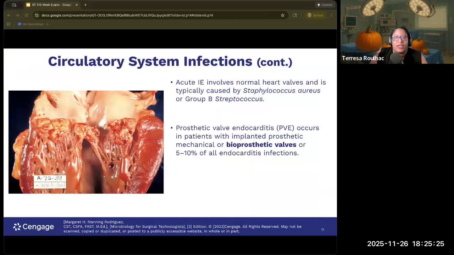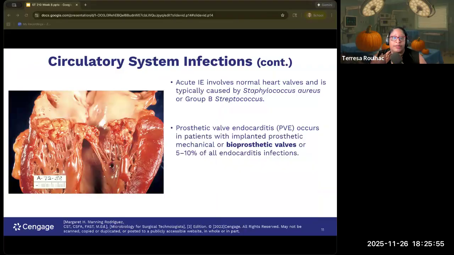Now, we look at acute infective endocarditis. Again, I mentioned it's fast acting. It affects the healthy heart valves. It's usually caused by Staphylococcus aureus or group B Streptococcus, kind of like what we just saw with the infant. It comes on suddenly and can quickly damage the valves, and it's often fatal without treatment. This is when the bacteria is getting into the bloodstream from other infections or trauma.